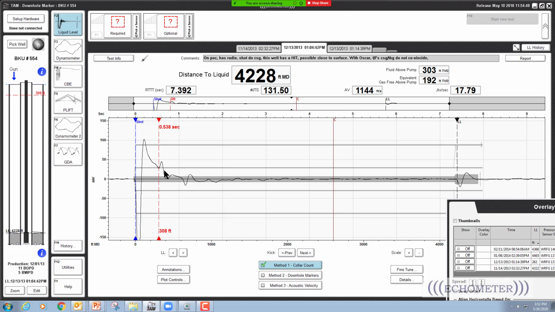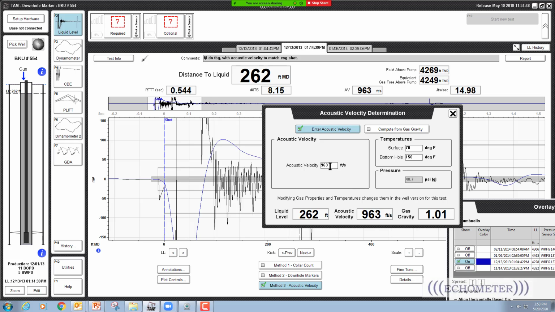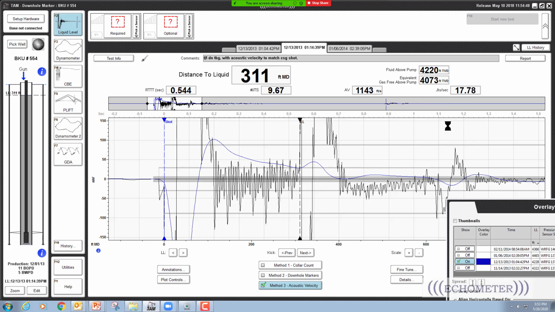and there's our upkick. And if we go back in to analyze the tubing shot, then we'll need to put the same acoustic velocity to make this kick and that kick line up, which was 1142. And now the two kicks line up because they have the same acoustic velocity. All right, so that's an example of getting these two to overlay. They overlay now with the same acoustic velocity. They match up.